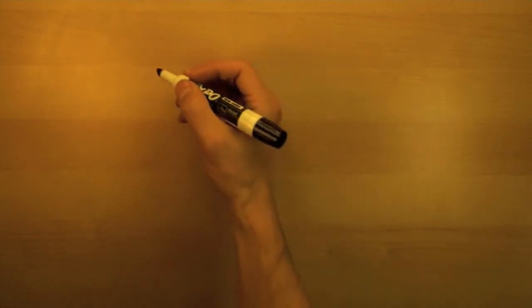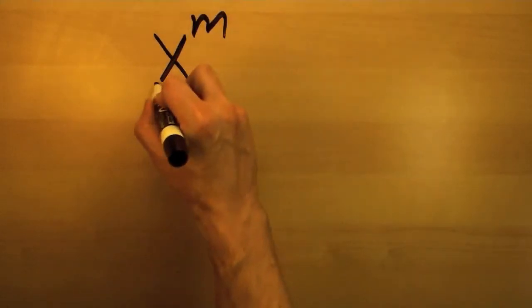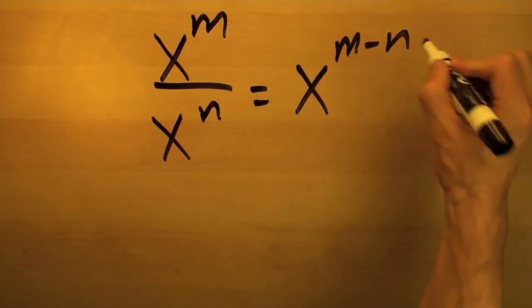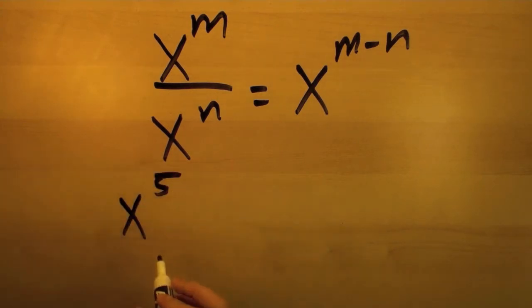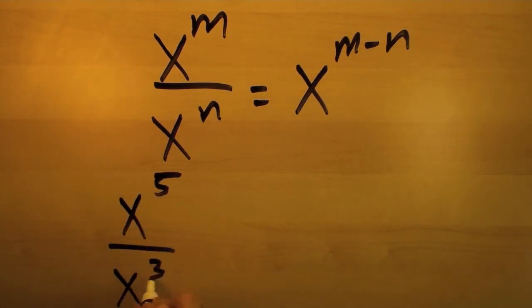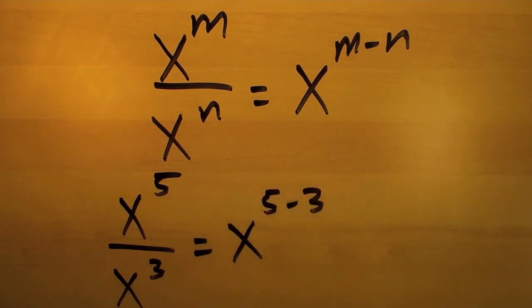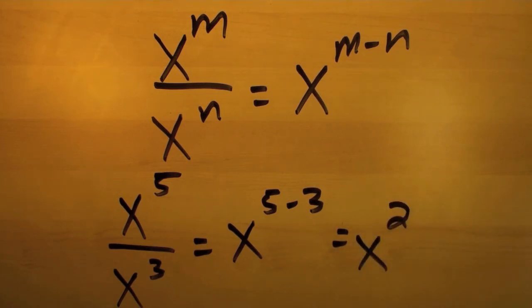The 2 examples we've done so far motivate our rule for simplifying. So x to the m over x to the n is equal to x to the m minus n. So if we have x to the fifth over x cubed, this is x to the 5 minus 3, or x squared, which is exactly what we got a moment ago.